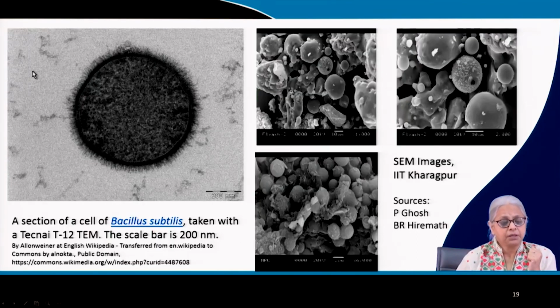So here you have a cell. This is Bacillus subtilis, and you can see the bar, it's 200 nanometers. You can see these are most likely the fimbriae around the cell. The cell wall is visible, the plasma membrane is visible, and so is the entire cytoplasm. You can see that the DNA is most probably distributed throughout the cytoplasm.